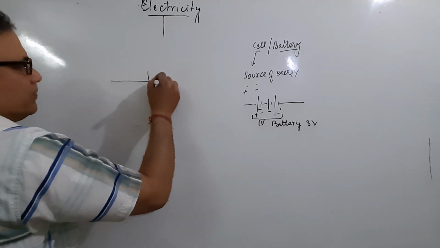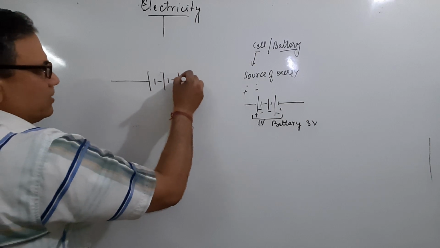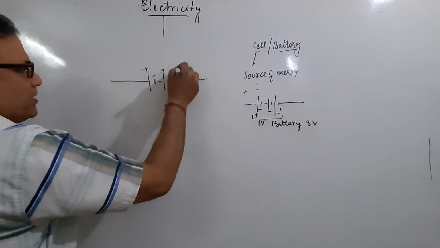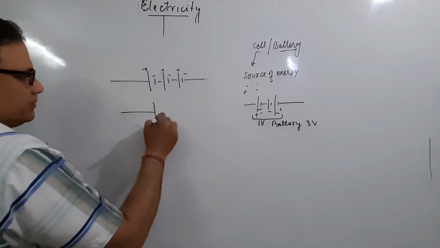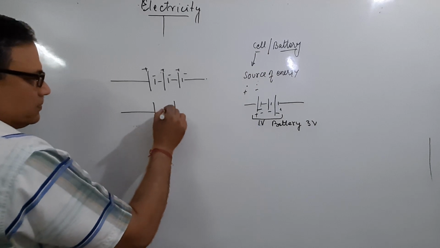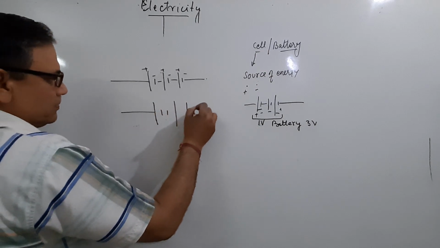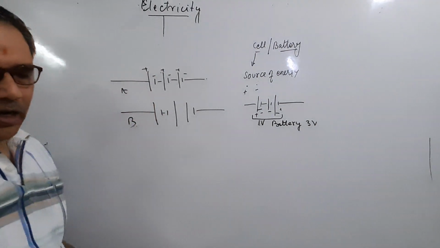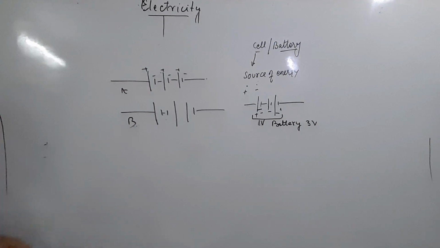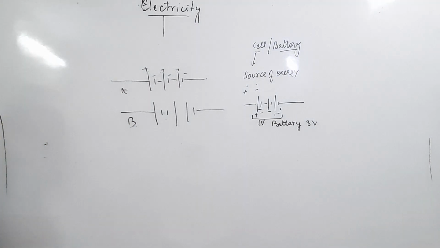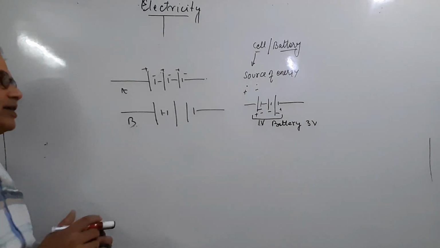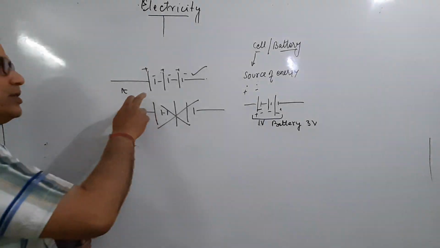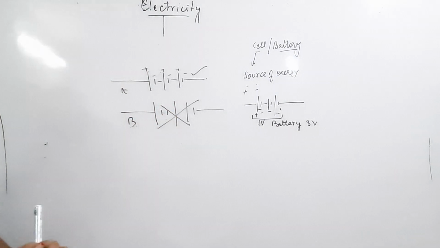Which one is the way to connect the cells to each other to form a battery? Either this, plus minus plus minus plus minus plus. In which way do we have to connect, A or B? Just tell me. First or second? The second is wrong, and we have to connect the cells in the first way, and this combination of cells will form the battery.